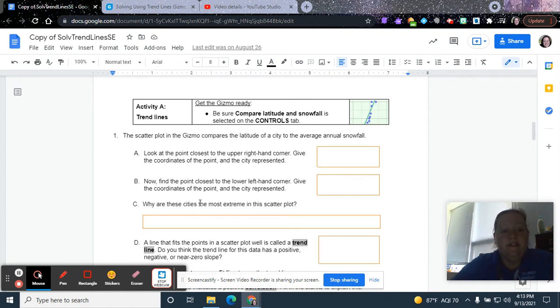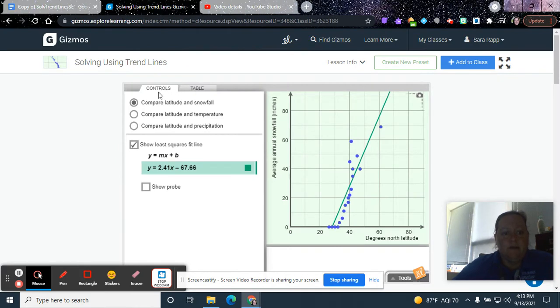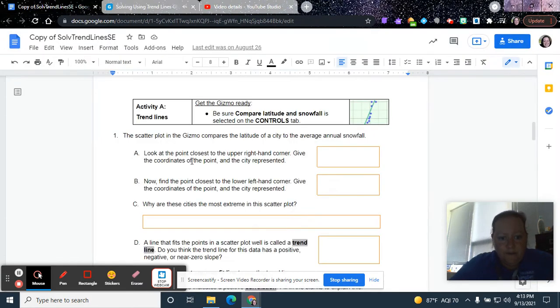Okay, this is for Activity A, for trend lines. The first thing you need to do is get your Gizmo ready. It says, be sure that comparing latitude and snowfall is selected in control. So we have control and table, we have latitude and snowfall. Make sure yours looks like that, and then we can move on.